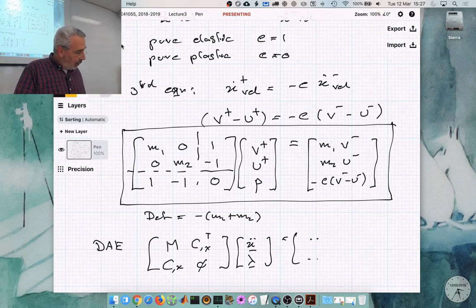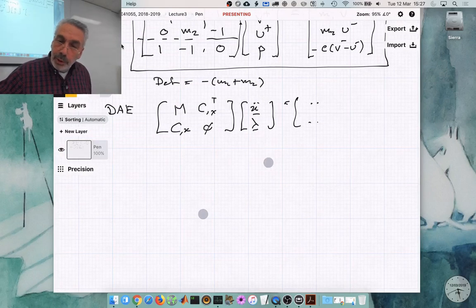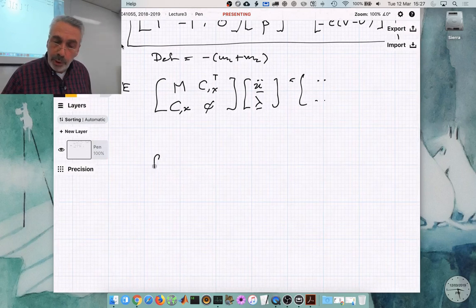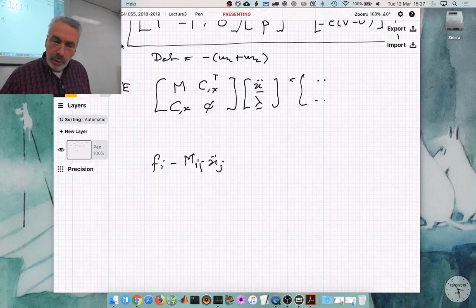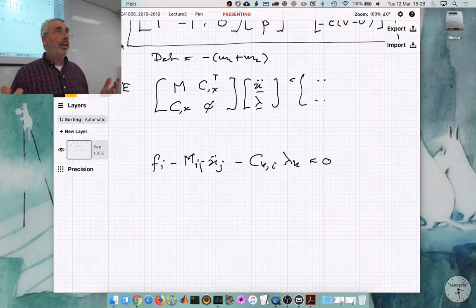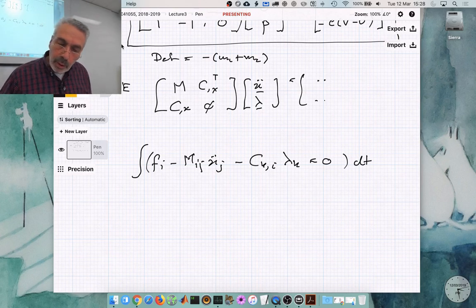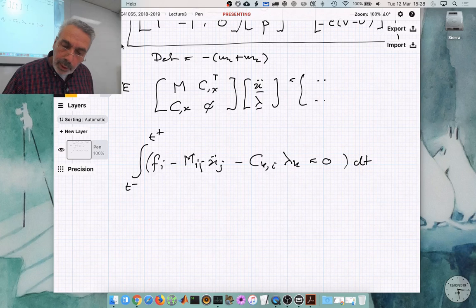So if you do the general equations of motion for your multibody dynamic system, the only thing you have to do is take your equation of motion: F_i minus M_ij x double dot j, minus, was it some c_k,i lambda_k, equals zero. So these are my equations of motion. If I want to have impulsive equations, I put an integral in front of it. I multiply with dt, and I take the integral from t minus to t plus, and I take the limit case where t minus goes to t plus.